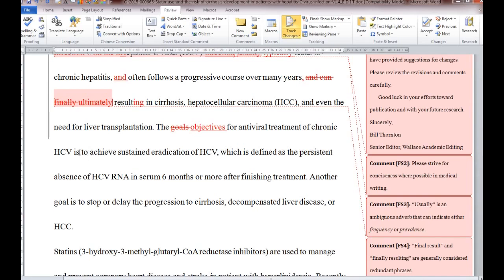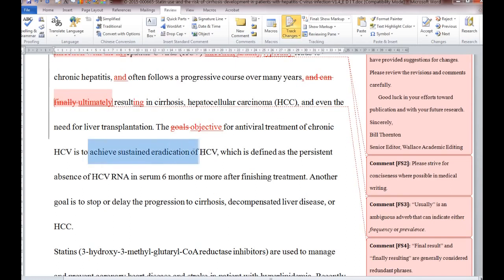Now, would that be appropriate with what follows? To achieve sustained eradication of HCV, which is defined as, yes, the author really lists only one goal, one objective. So, turns out the verb is appropriate, the plural usage is not. This is a common error in formal writing. We want to make sure that the subject of the sentence agrees with its verb and vice versa.